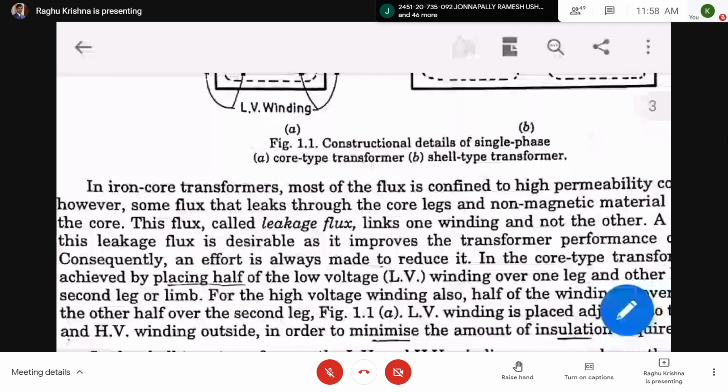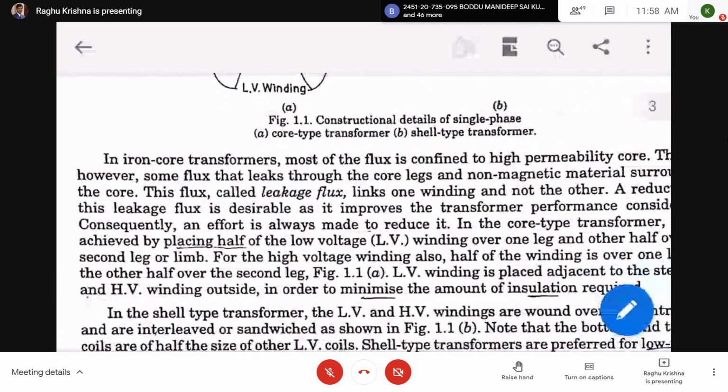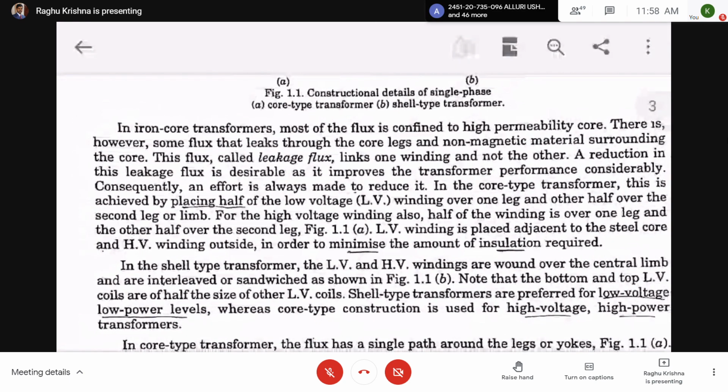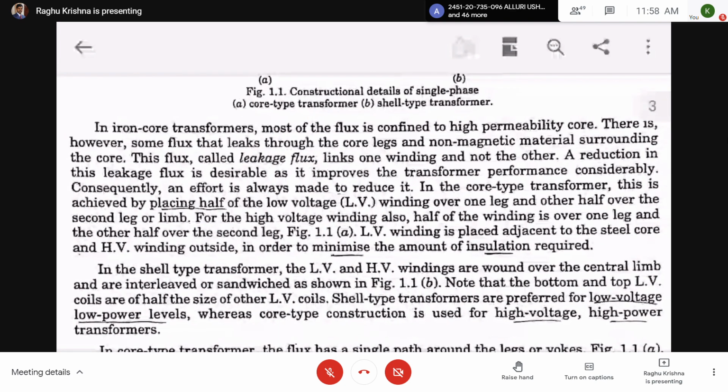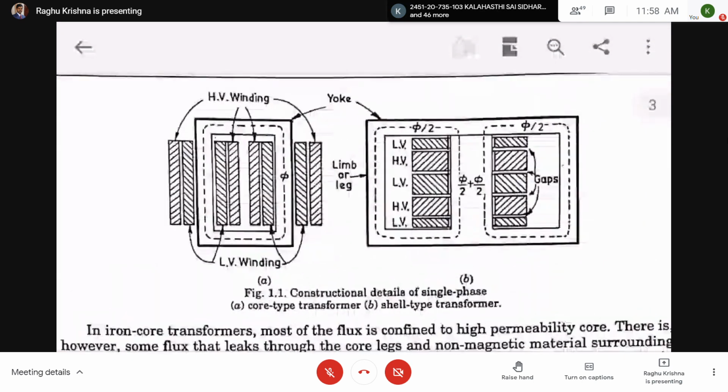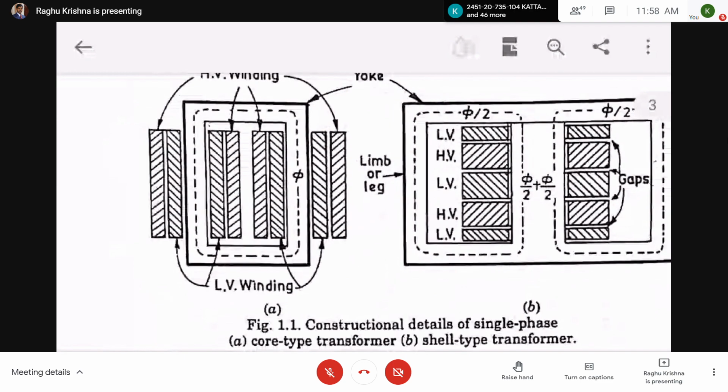So here, in an iron core transformer, most of the flux is confined to the high permeability core. There is however some flux that leaks through core legs and non-magnetic material surrounding the core. This flux is called leakage flux. The flux which is not common is called leakage flux. So here you can see the common flux is phi. Some part of the flux will be leaking. That is called leakage flux.